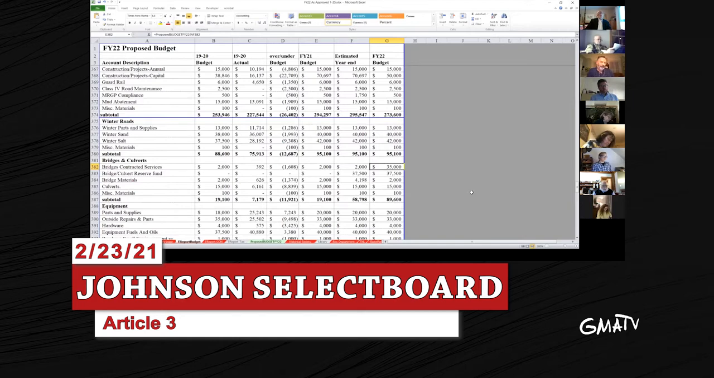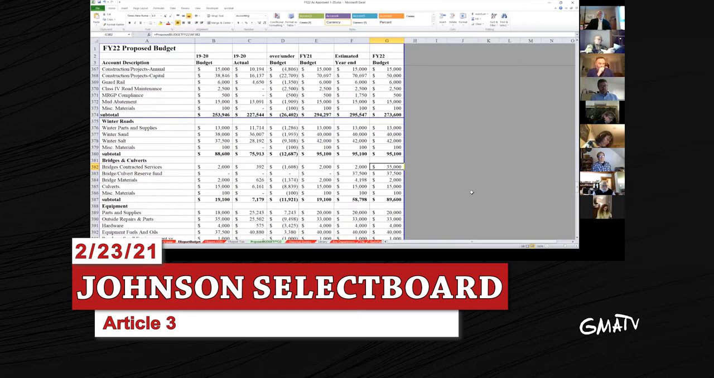In column F, 37,500. This is where we're showing the money that the voters upped our budget by last year to take the 75,000 from the Historical Society and put it towards our covered bridges. And because we didn't spend money in our current budget on the covered bridges, we're showing it going into the reserve fund and then we'll pull it out as we need to.